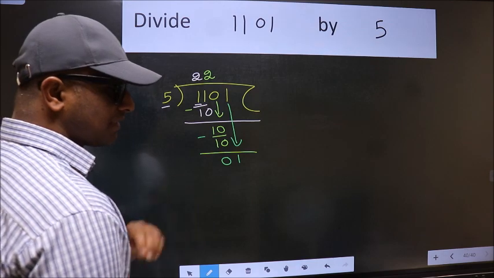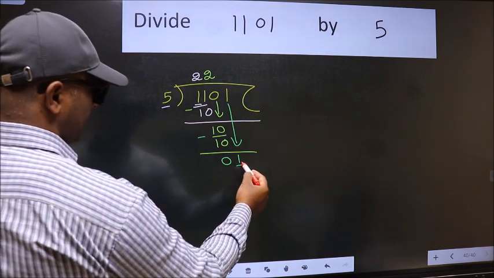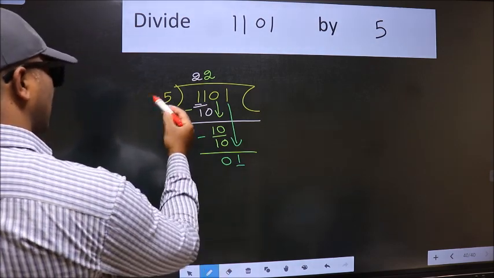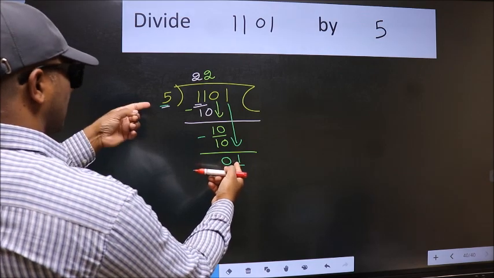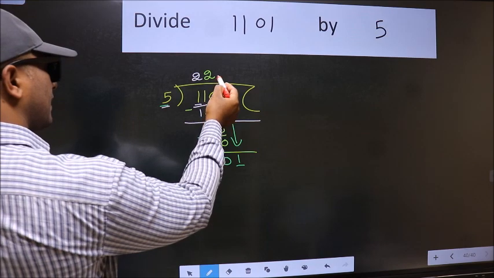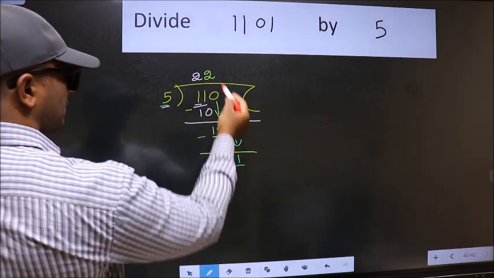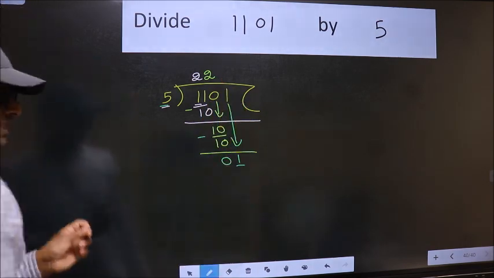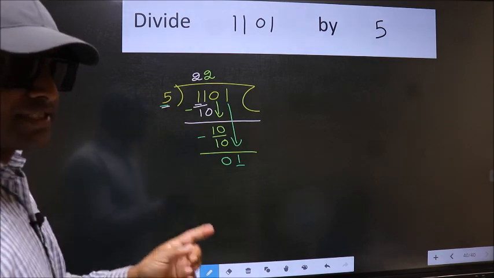And the mistake is this. Here we have 1 and here 5. 1 is smaller than 5. So what many do is, they directly put dot, take 0. Which is wrong. Why is it wrong?